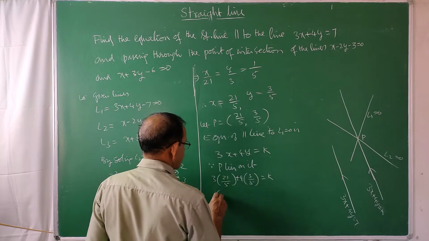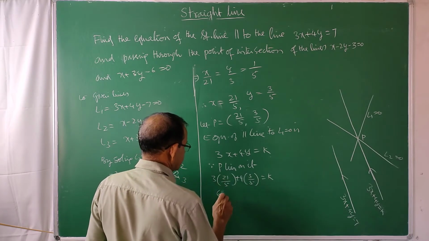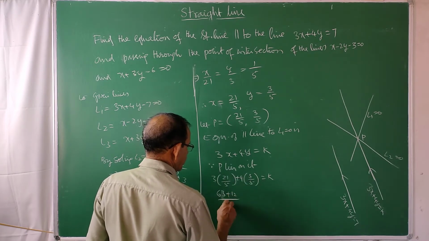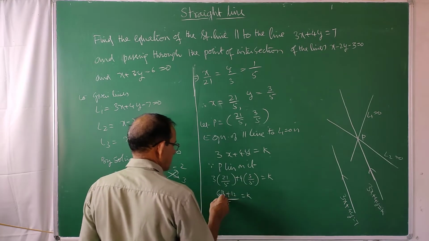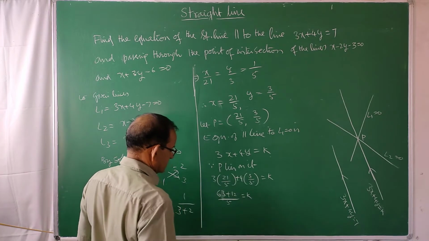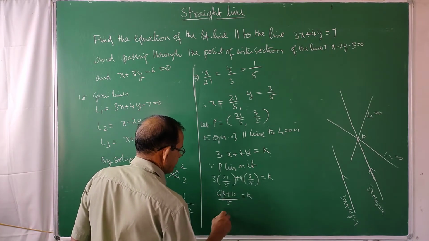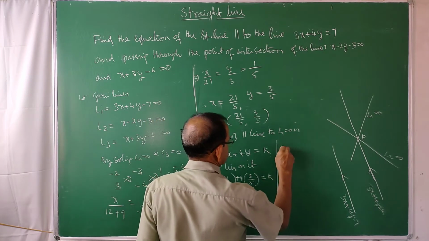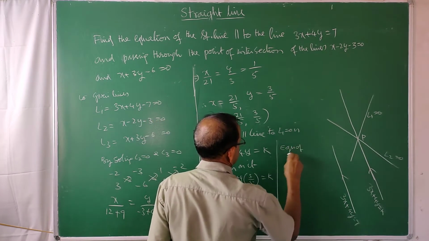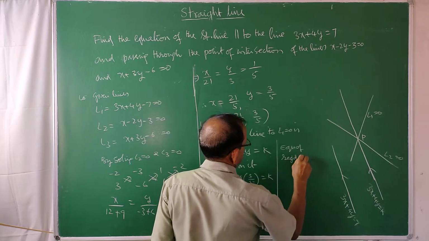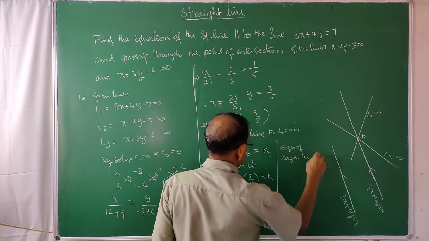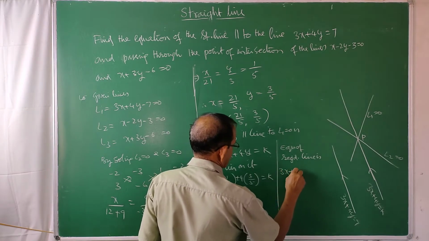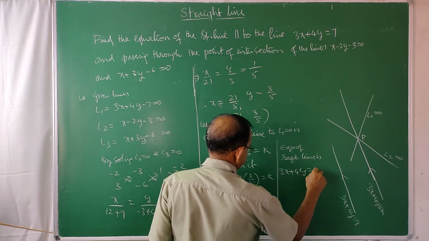63 plus 12 by 5 is equal to k. 63 plus 12, 75 by 5, that is 15. So k is equal to 15. So the equation of the required line is 3x plus 4y is equal to k, that is 3x plus 4y is equal to 15. So this is the line.